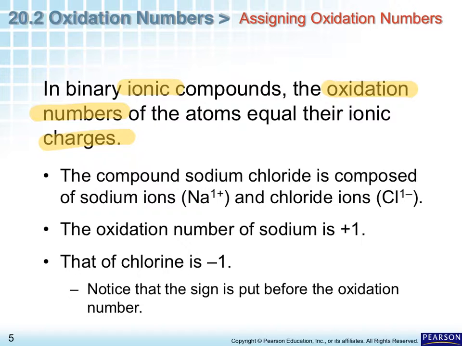When we write oxidation number, the sign is always put before the number. Often when we talk about charge, we show that the charge would be, as in sodium, 1 plus and chloride 1 minus. But when we talk about oxidation numbers, we say plus 1 and minus 1.